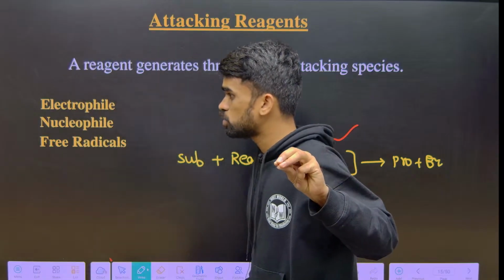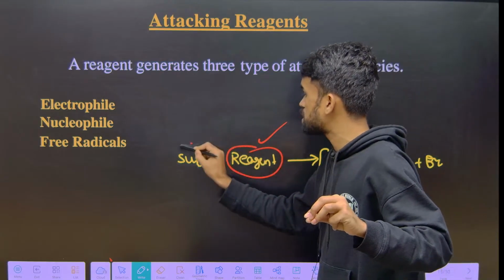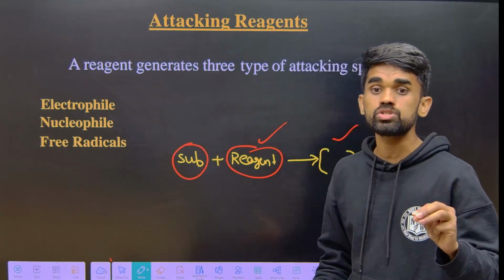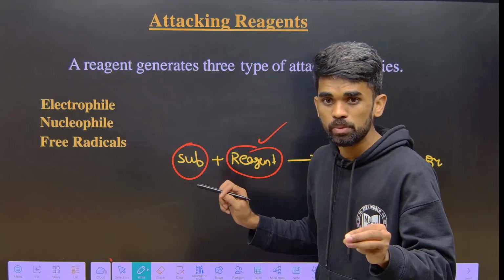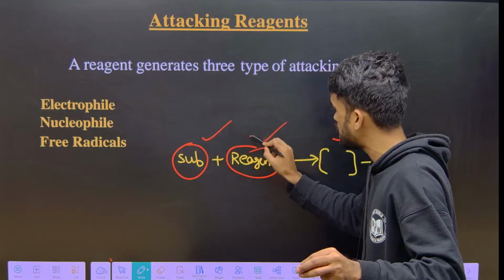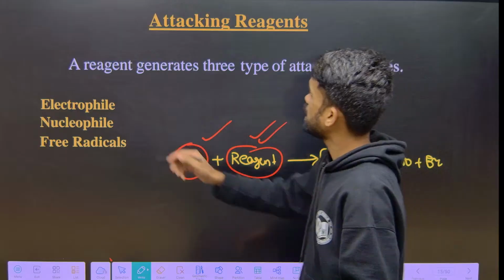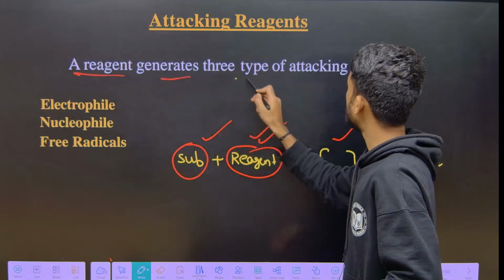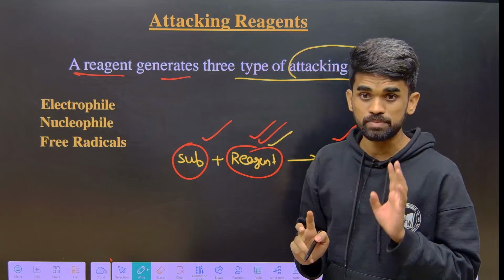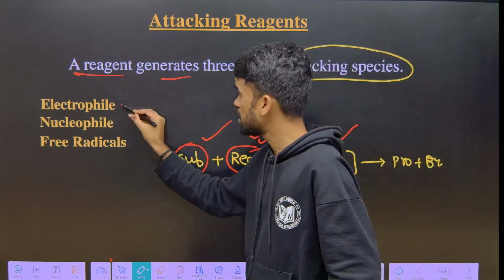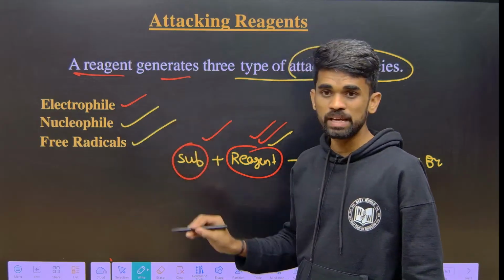Now we need to study these reagents. Understanding the reagent and substrate is very important in order to start your reaction. How can you identify where exactly the reaction is taking place? By looking at the substrate and reagent. These are the starting materials. A reagent generates 3 types of attacking species: one is called electrophile, another is nucleophile, and another is free radical.